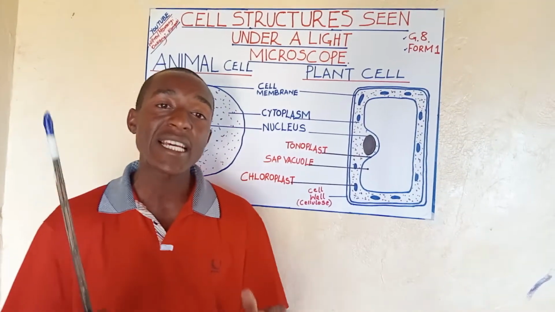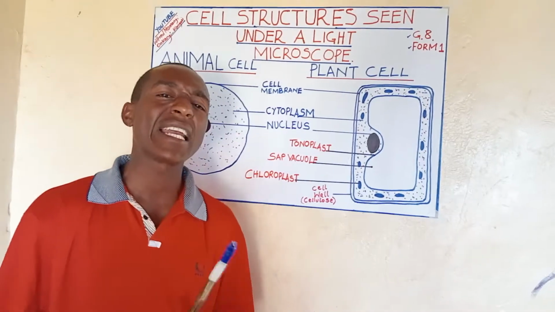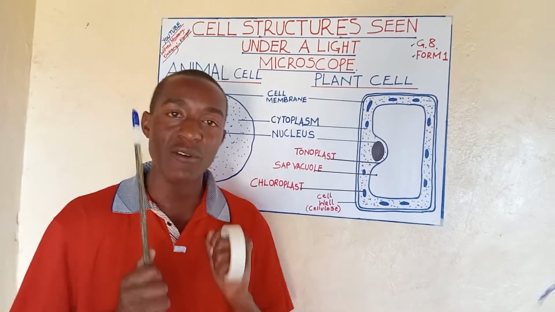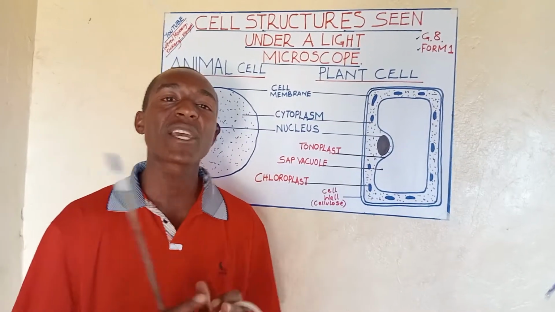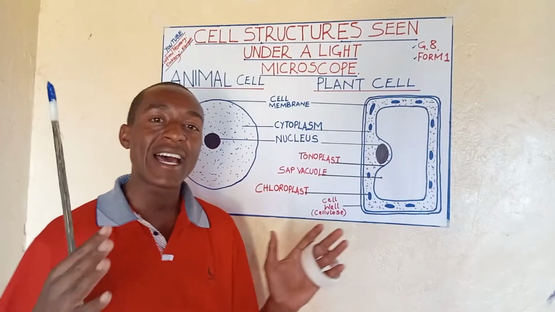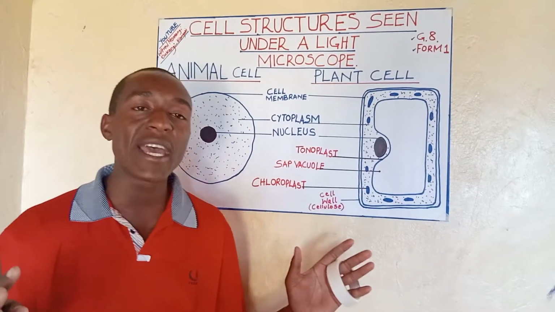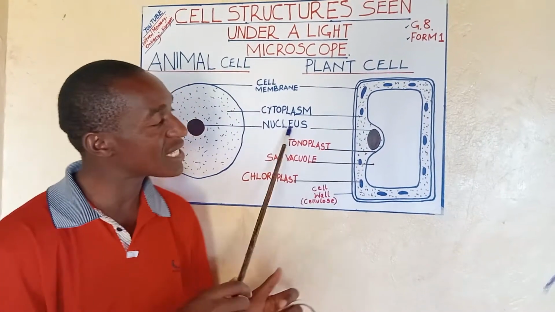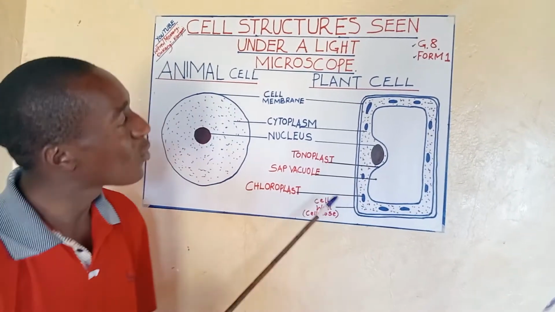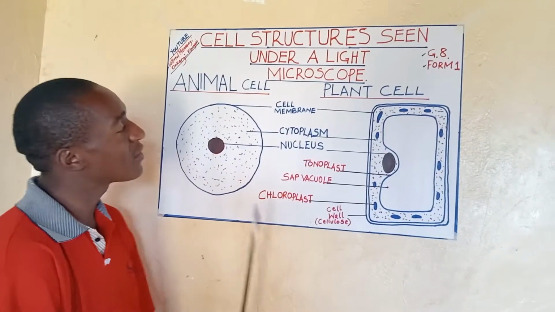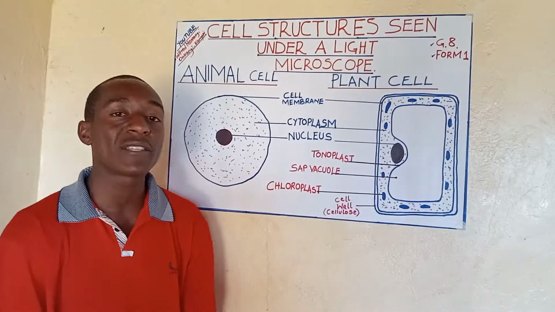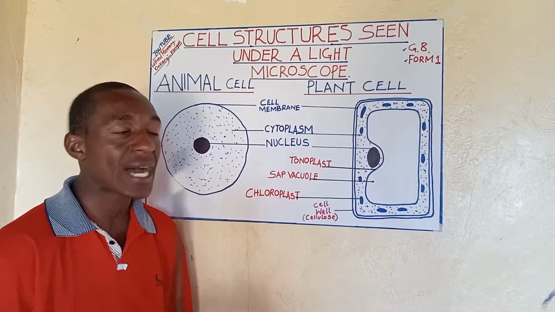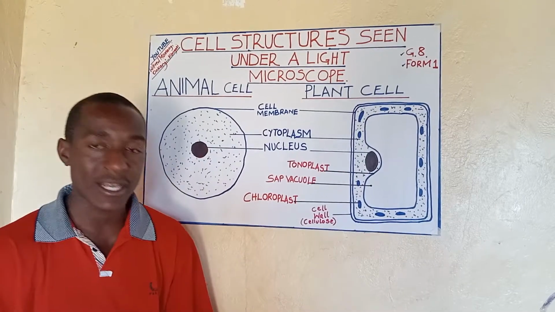But when you use an electron microscope, I met a student who was saying an electric microscope. No, an electron microscope is very powerful and it has a high magnification power. It enlarges a structure with high power. That means you can see very many organelles or structures within the cell. So for now, we want to see these parts or organelles that we will see when we are using a light microscope, which is not as powerful as an electron microscope.